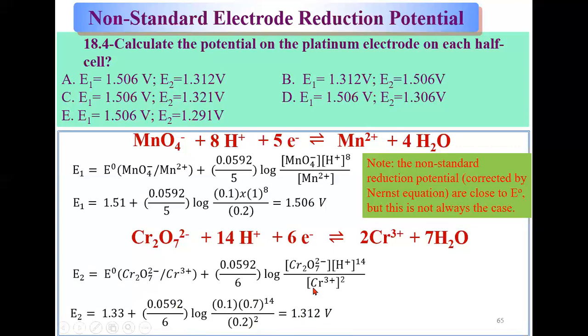It's still 1.3. So if I now compare the E of the manganese to the E of the chromate, who do you think would undergo oxidation? Yes, the lower E. Who would undergo reduction? Yes, the higher E. So the manganese will be my reduction half, and my chromium will be my oxidation half reaction. So here, that 18.4 was simply to ask what is the potential on each electrode, and we just solved that, and the answer A, 1.056 and 1.3.